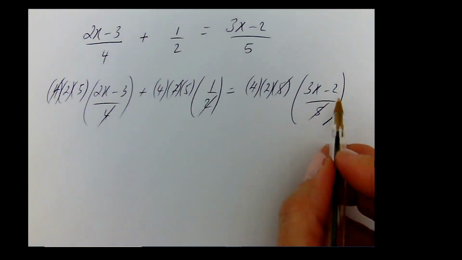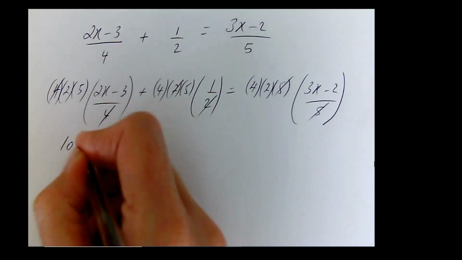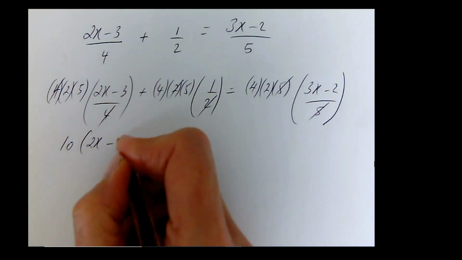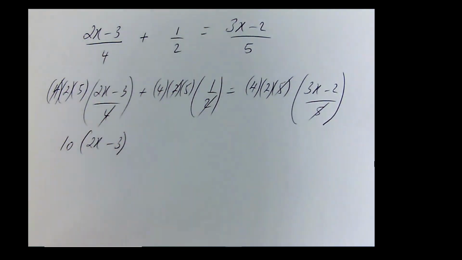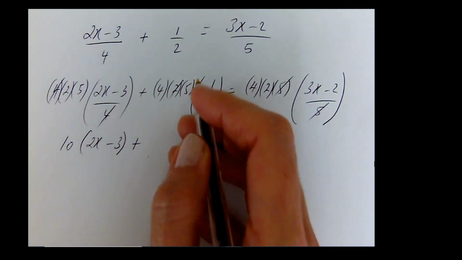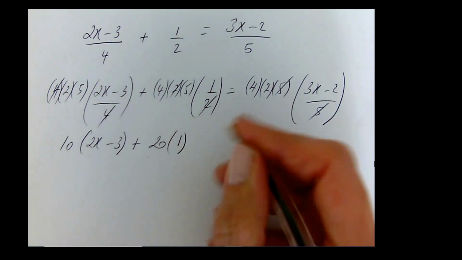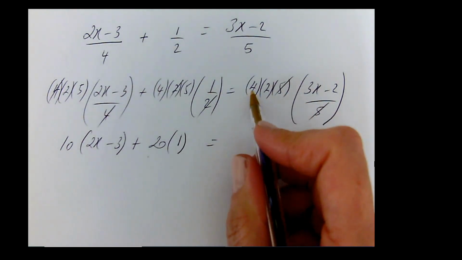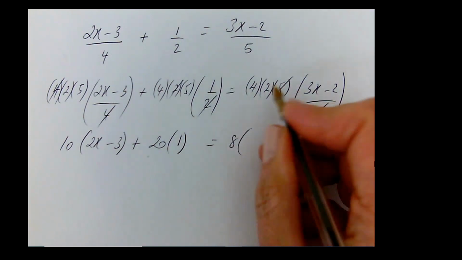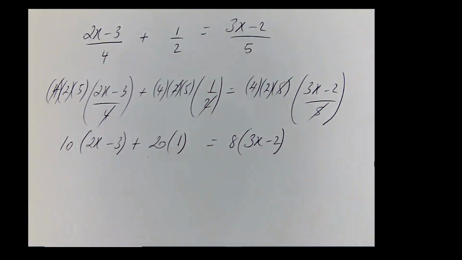Now be careful here, now what's left. 2 times 5 is 10, and then I have to times by 2x minus 3, which I will wait and do in the next step, okay? Plus 4 times 5 is 20, and then I'm timesing by this 1 that's still there, and I'll do that in the next step. And on the right-hand side of the equal sign, I have 4 times 2, which is 8, and that all needs to be multiplied to the 3x minus 2 there.